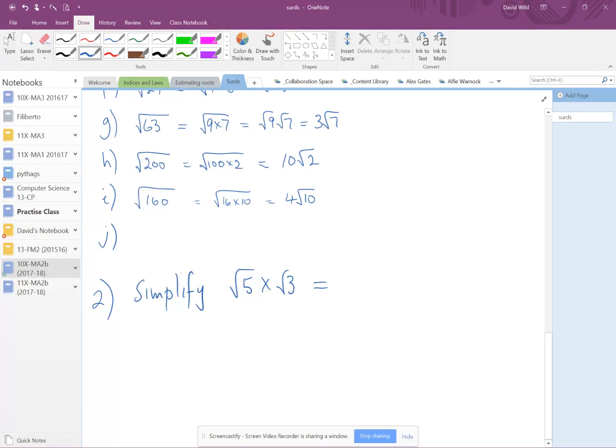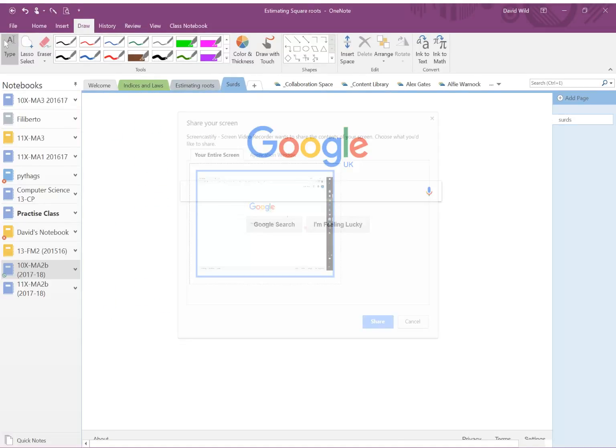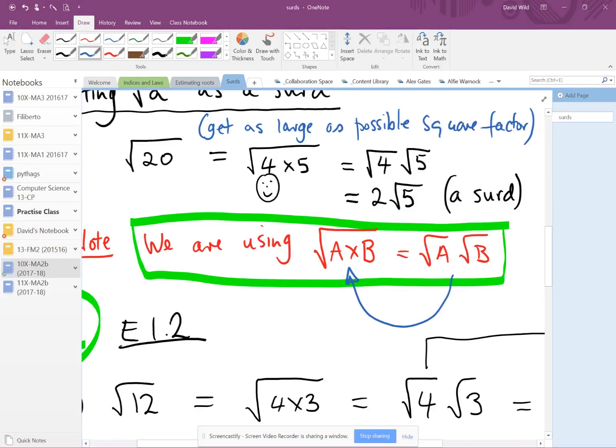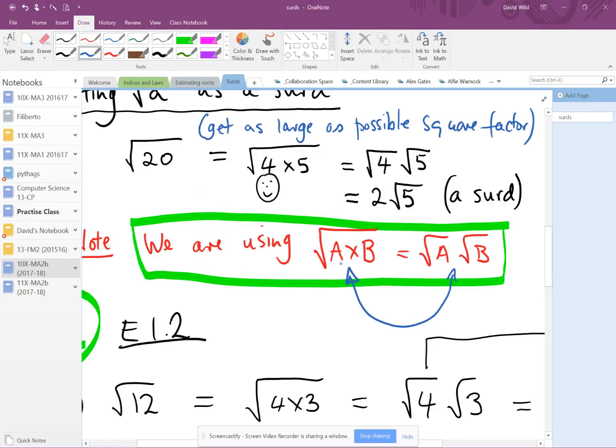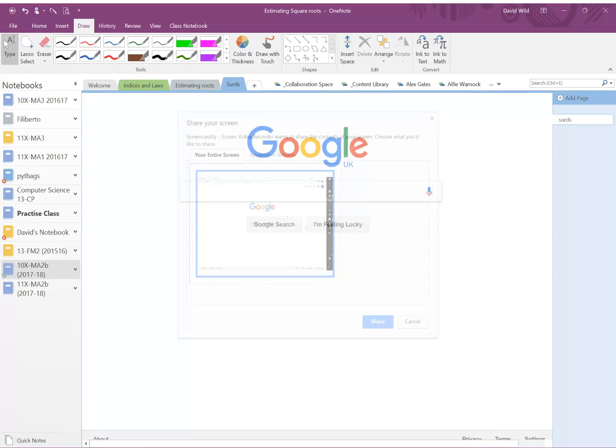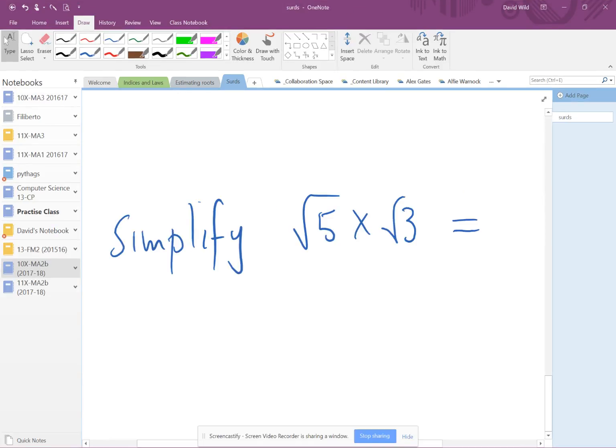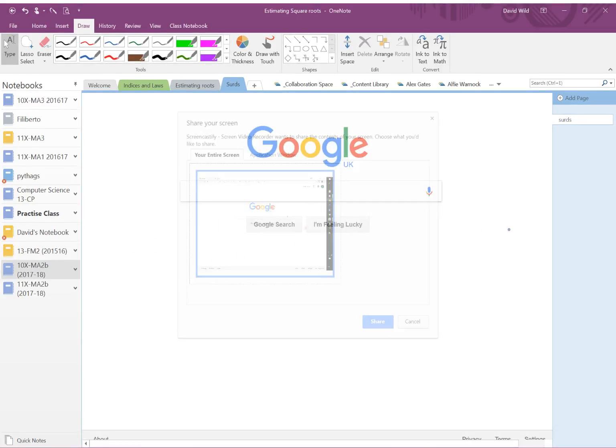Well, we can do the opposite way round of this rule up here. So notice this rule in red here. We can go backwards if we want to, because they're equal. We can go in either direction. So if we've got 2 square roots multiplied together, we can take what's inside each square root and multiply them together under a single square root. Do you agree? So, indeed, this is root 15.